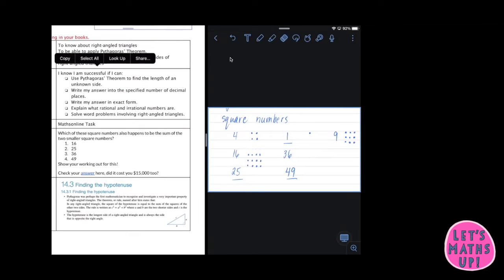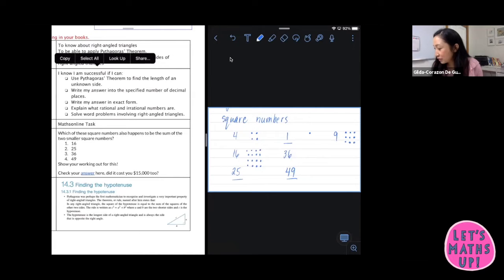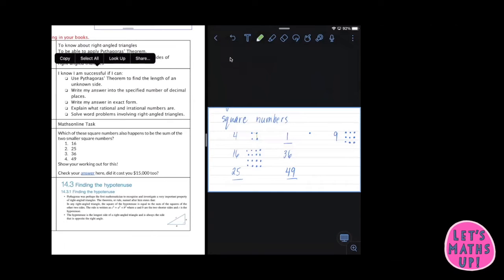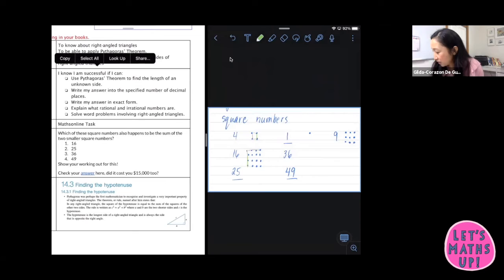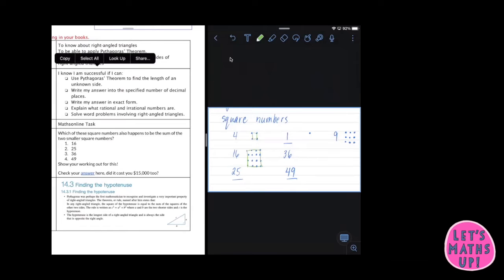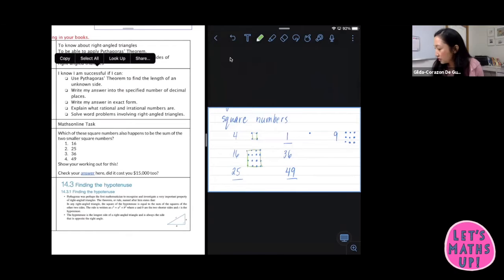Wait, Miss, is it because they have the equal sides? They have their equal sides, and if they have equal sides, what do we call that shape? A square, precisely a square, right? That one is a square with 2 dots. This one is a square with how many dots? 4 dots. 16. Yeah. That's 1. This is 3, right?